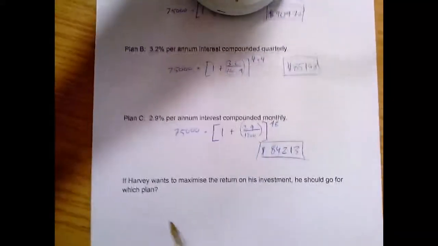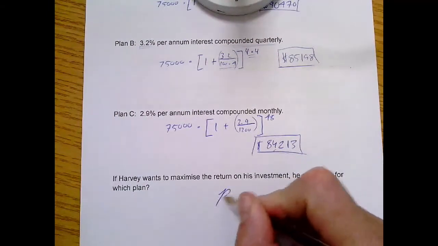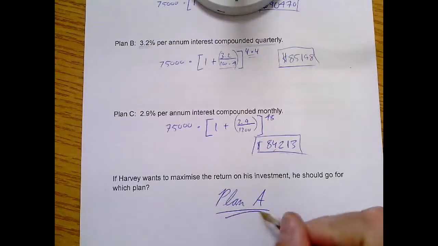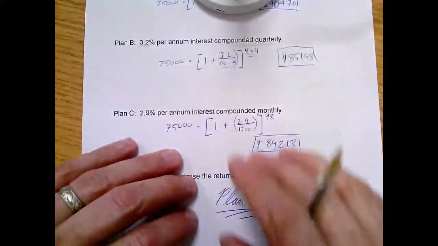So I come down here, I ignore the fact that the question started, his name was Harry, and then ended, his name was Harvey. That's my bad. And we just write Plan A. Voila. Keep it moving to question number 2.